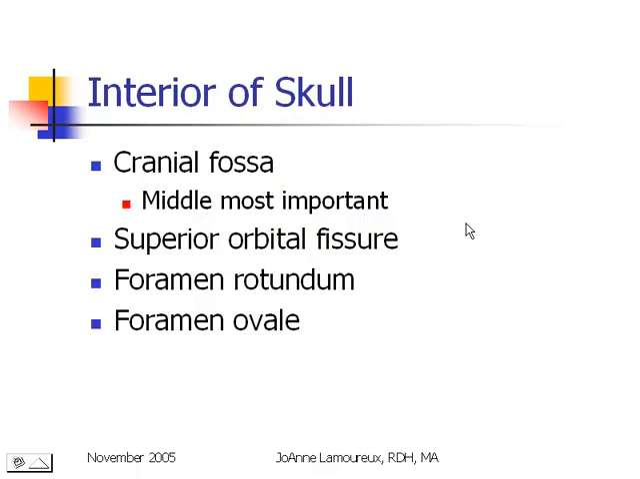Before we totally leave the skull behind, we're going to take just a quick look at the interior of the skull because we need to know about the cranial fossa, most importantly the middle one, and the three openings known as the superior orbital fissure, the foramen rotundum, and the foramen ovale. You want to take note of the fact that it is the middle cranial fossa that is most important to us because that's where the originating cell bodies for the trigeminal nerve begin.